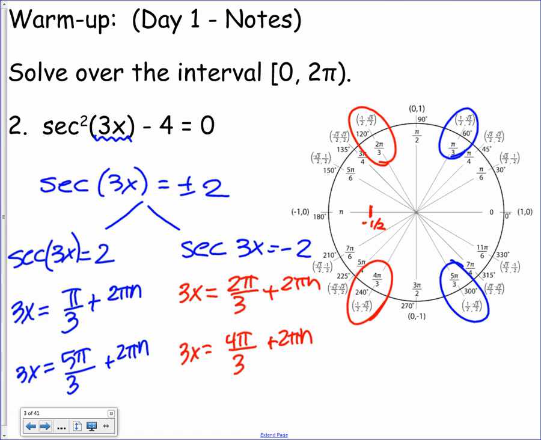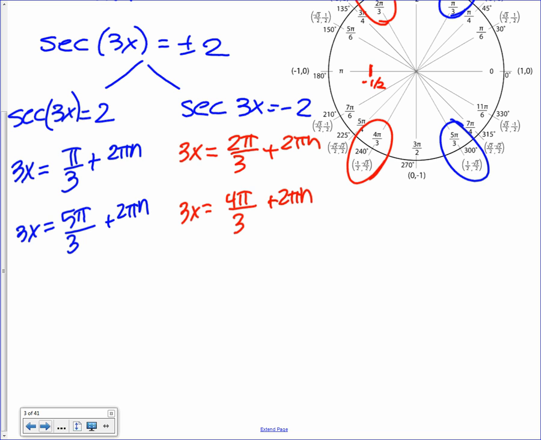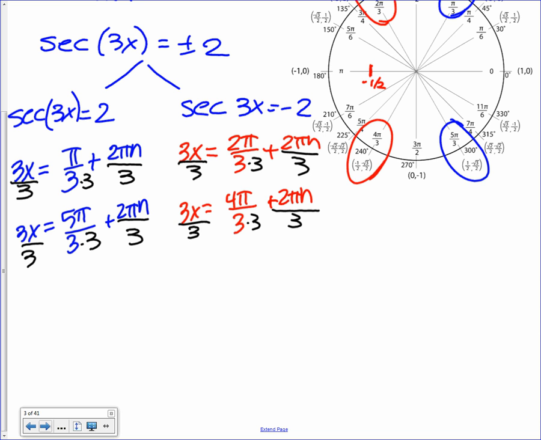And the reason I'm doing that is because eventually I need to solve for x, and I have to divide by 3 everywhere. So divide by 3, divide by 3. Everywhere is getting divided by 3. And I have to go ahead and do the plus 2 pi n and add those things up because I'm going to have rather large angles.